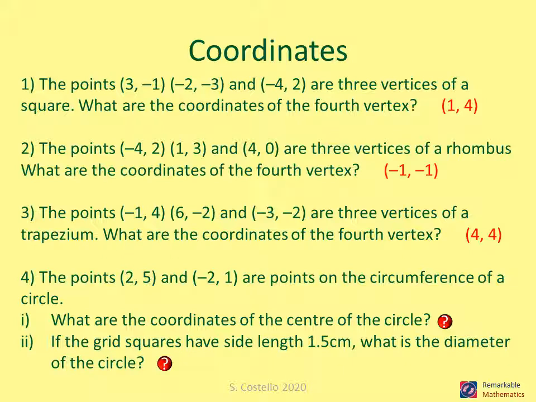And for question 4, what you should have done is plotted the 2 points on there, and from the position of them you would have known. So if you just drew 2 lines from there, one vertical, one horizontal, wherever they met at the centre would have been the centre of the circle. So it would have given us the coordinates (2, 1). And it says if the grid squares have a side length of 1.5, what was the diameter? Well, how many squares was it? Then multiply it by 1.5, and it should give us a diameter of 12 centimetres.